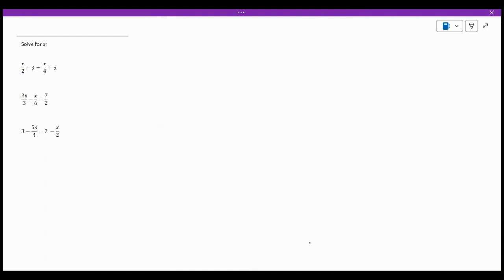Okay. Second question, we have 2x over 3 minus x over 6 is equal to 7 over 2. Now, thank goodness, these variables are already on one side and the constants already on one side. So we don't have to worry ourselves as much about removing and getting back, all of that stuff.